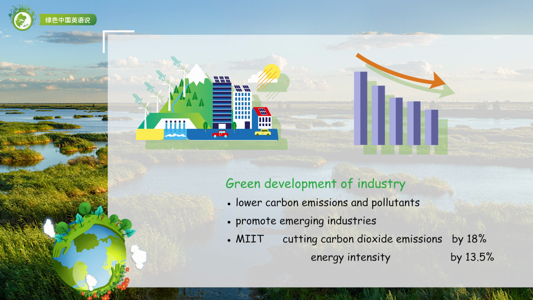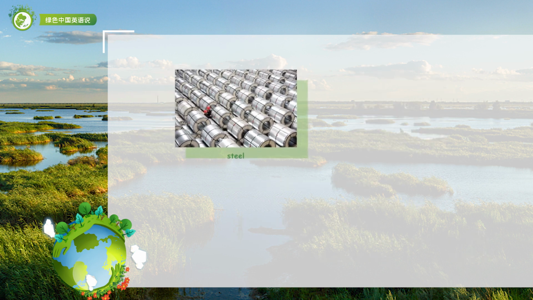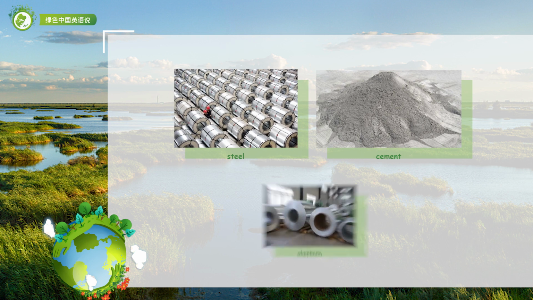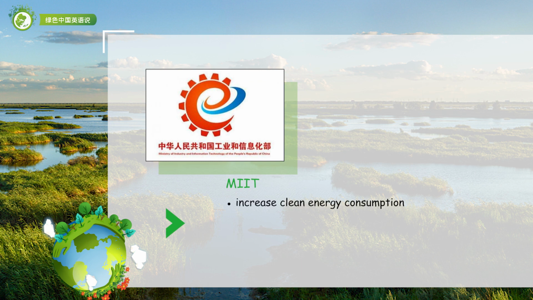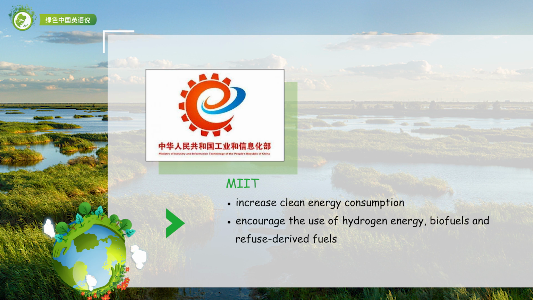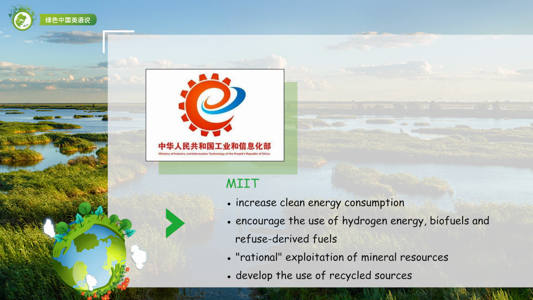According to the plan, which covers the period between 2021 and 2025, it also said it will strictly control capacities in steel, cement, aluminum, and other sectors. The MIIT said it will increase clean energy consumption and encourage the use of hydrogen energy, biofuels, and refuse-derived fuels in steel, cement, chemical, and other industries. The plan also looks to promote the rational exploitation of mineral resources such as iron ore and non-ferrous, and to develop the use of recycled sources, said the ministry.